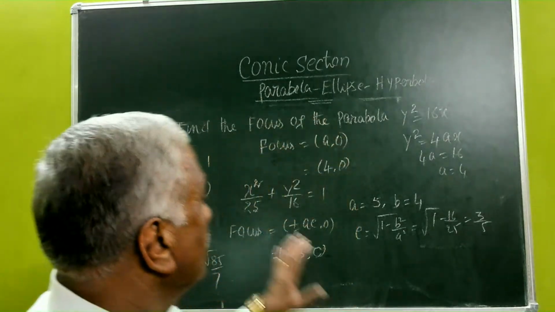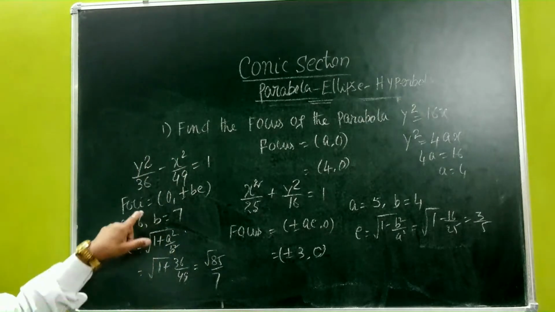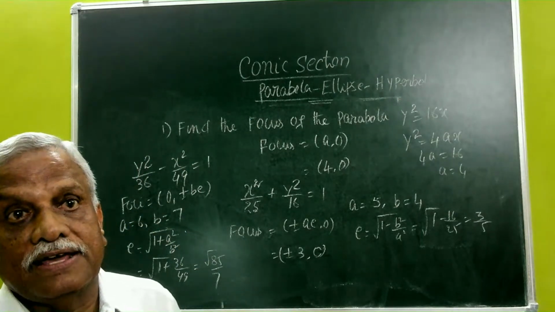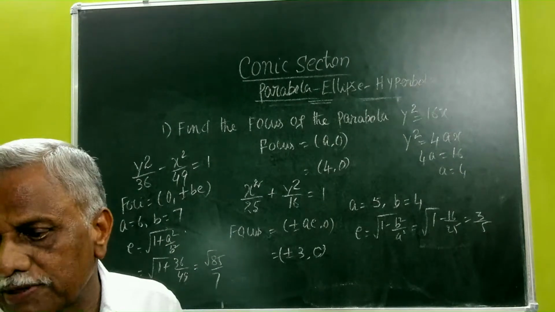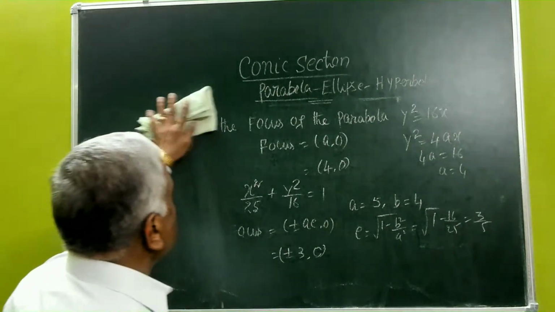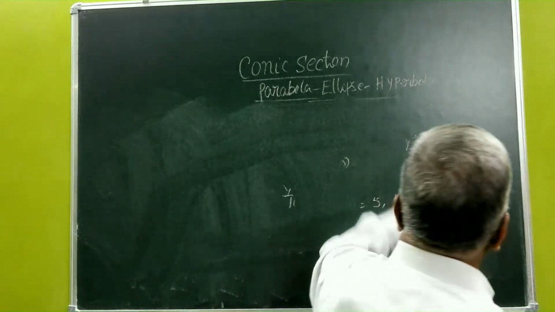So you need to notice that this is the second type of hyperbola. Therefore, the foci, instead of the standard form plus or minus a comma 0, becomes 0 comma plus or minus be. And for finding e also, it is 1 plus not b square by a square, it is a square by b square.